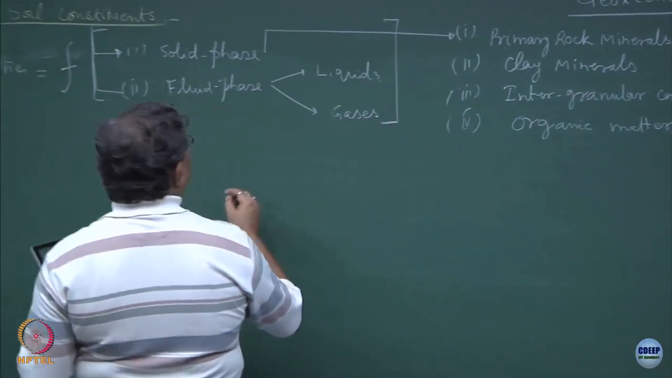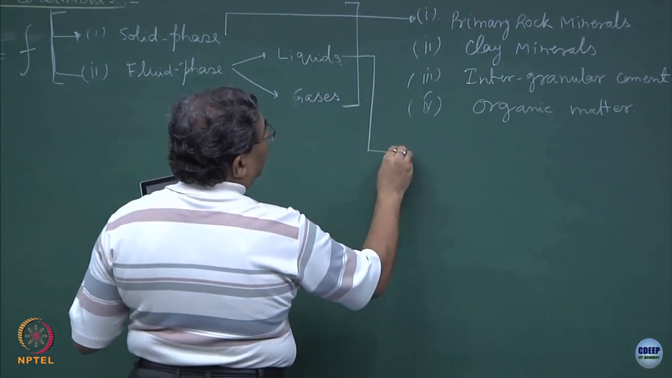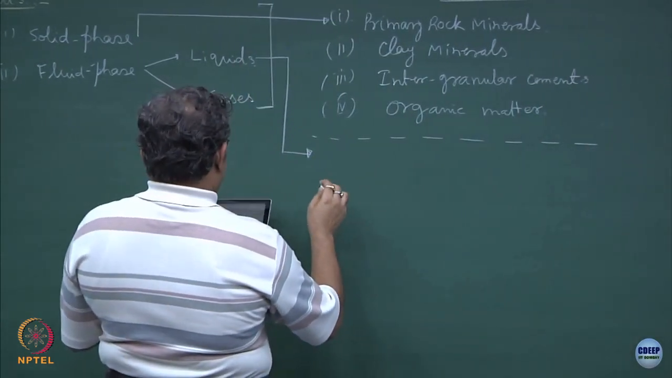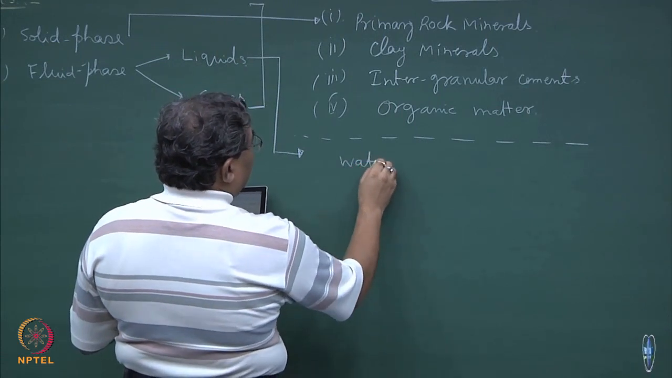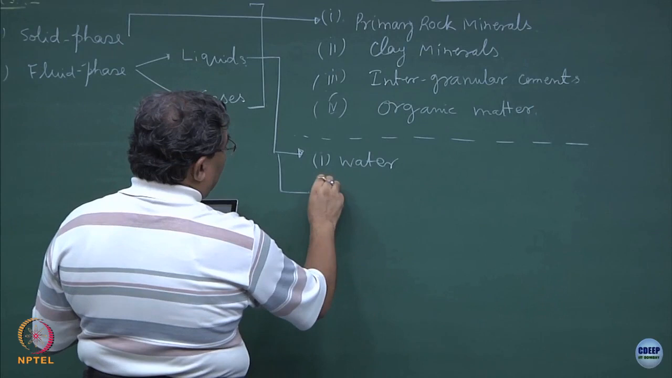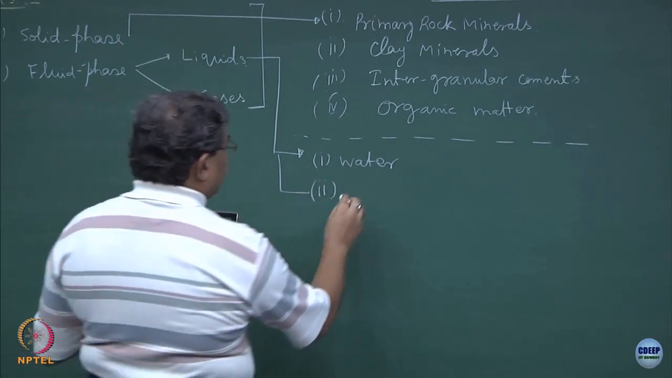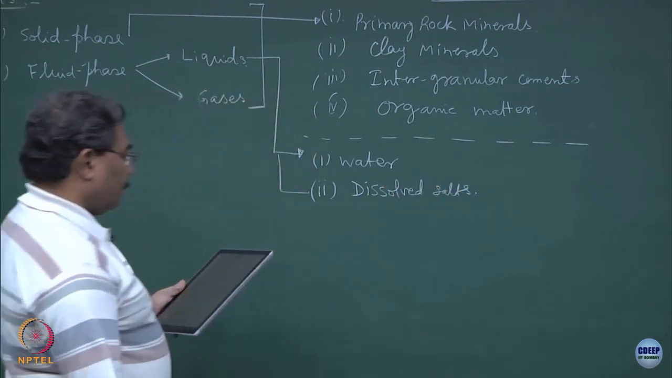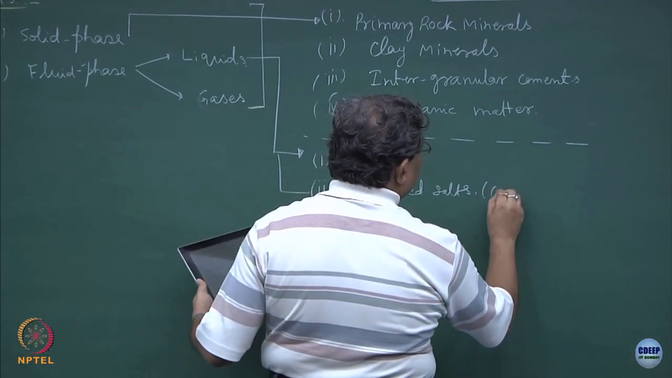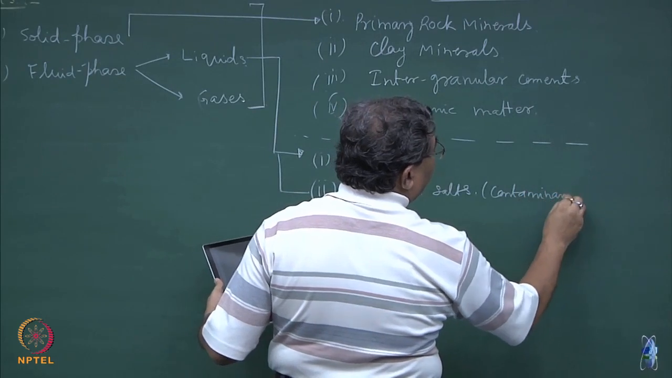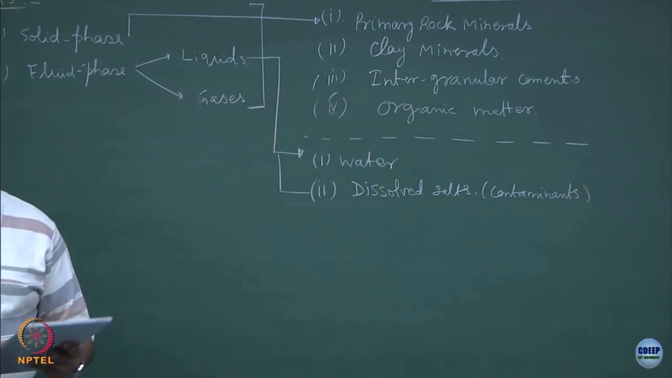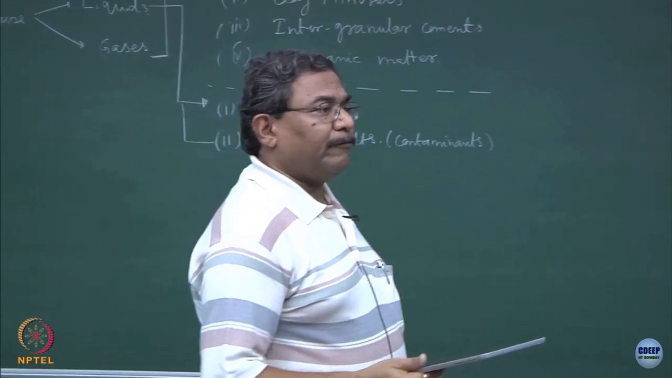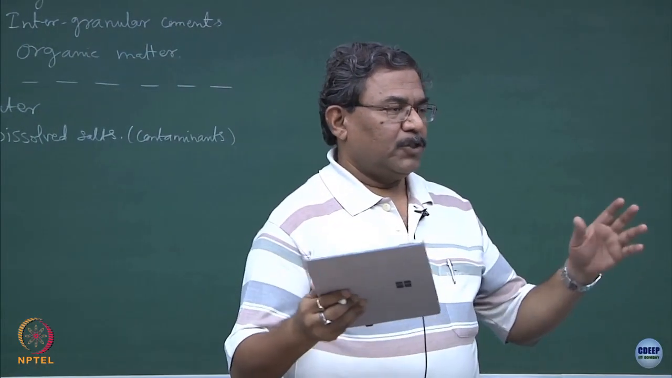The second phase is the liquid phase. So, here we have either water or dissolved salts. Now, when I say dissolved salts, these are mostly contaminants. Whenever you get free time, please check it on net. There are a lot of researchers who are working in the field of contaminant transport in geomaterials, alright.